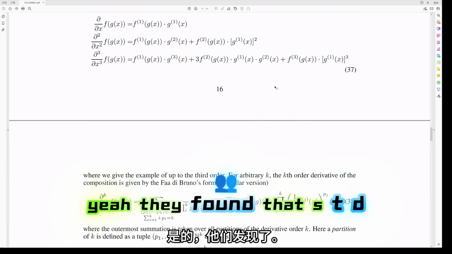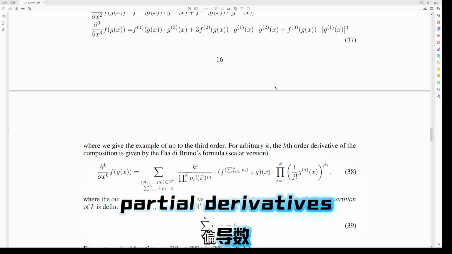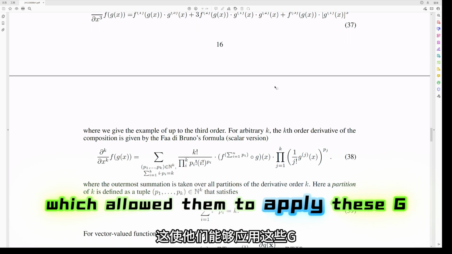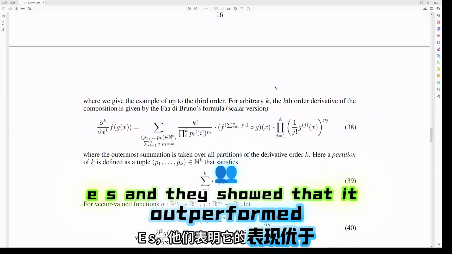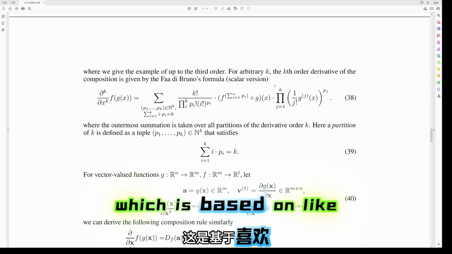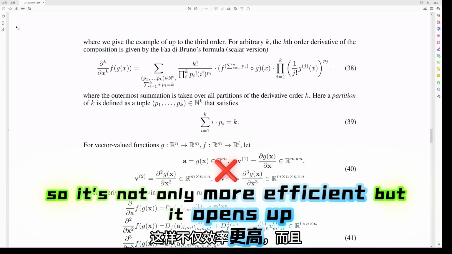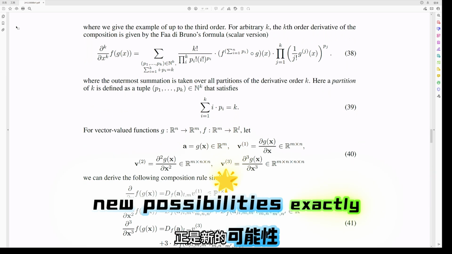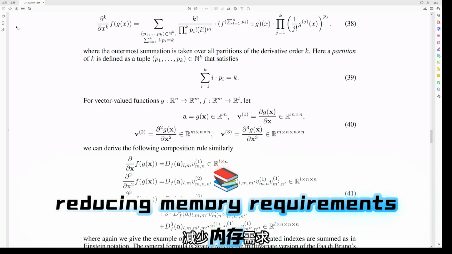Yeah, they found that STDE really sped up the computation of those mixed partial derivatives, which allowed them to apply these GPINNs to these higher order PDEs. And they showed that it outperformed the traditional method, which is based on repeatedly applying back-propagation. So it's not only more efficient, but it opens up new possibilities. Exactly.